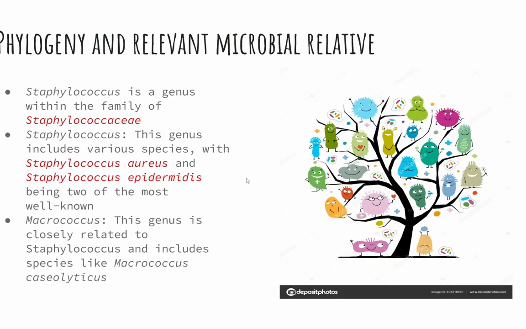Now we're going to talk about pathogenicity and relative microbial relatives. Staphylococcus is from the genus called Staphylococcus. This genus basically has different types of variant species. The most common two are Staphylococcus aureus and Staphylococcus epidermidis.